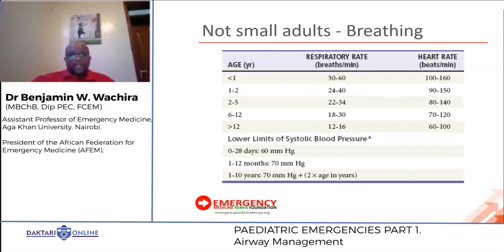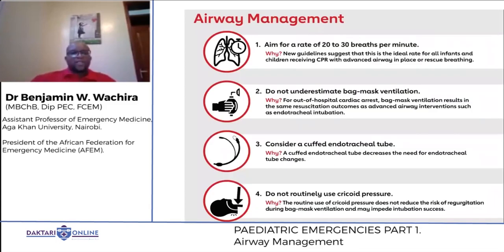It's good for you to know where the systolic blood pressure is, but as I discuss this further, you realize this is a good guide, but I think more importantly is your clinical assessment of the child. So again, some of this comes in handy.